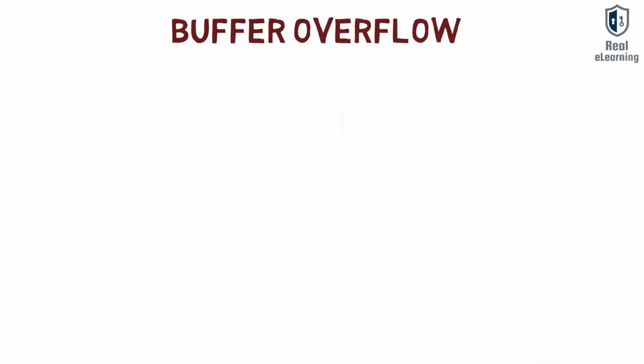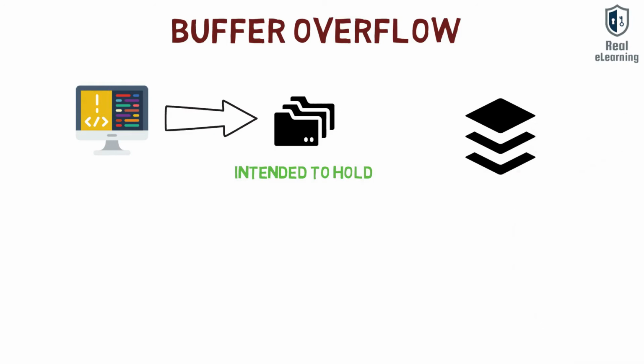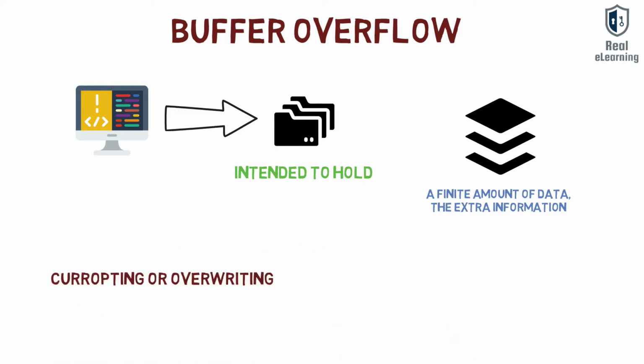A buffer overflow occurs when a program or process tries to store more data in a buffer, temporary data storage area, than it was intended to hold. Since buffers are created to contain a finite amount of data, the extra information, which has to go somewhere, can overflow into adjacent buffers, corrupting or overwriting the valid data held in them.